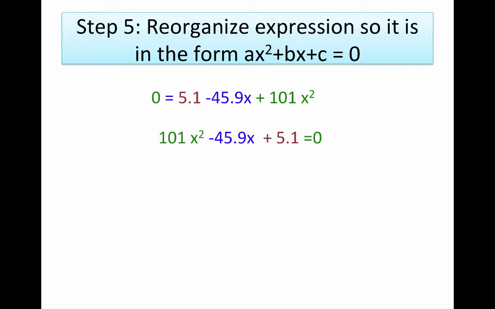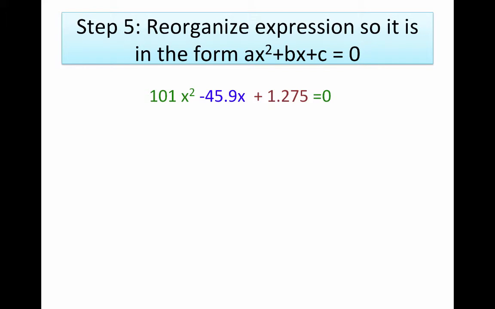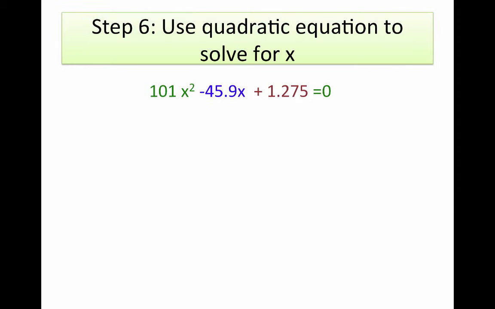And I'm going to flip that around so it's in the form that we like. 101x squared minus 45.9x plus 5.1 equals 0. Here is our expression for x, our quadratic equation. We're now going to solve this for x, and in order to do that, we're going to use the quadratic equation, which you may or may not remember from algebra.